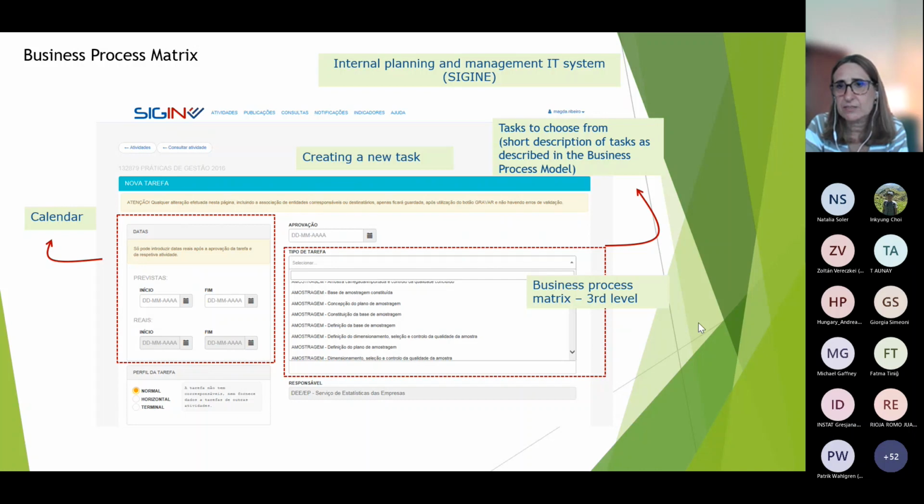And so this is very important because we are all talking about the same thing when you read it in the book, because it's a handbook, but the other part is the implementation part. So every time we are doing the planning of a survey or of an activity that is based on administrative sources, whatever, we have in our IT application exactly the same tasks that we have in the handbook that was approved by Statistics Portugal as a whole.